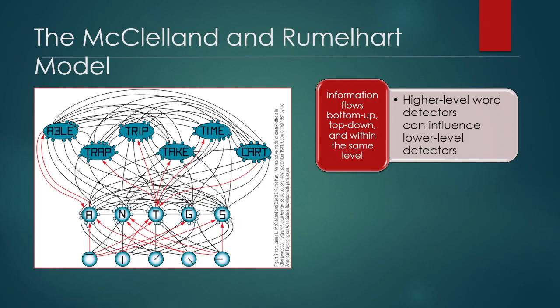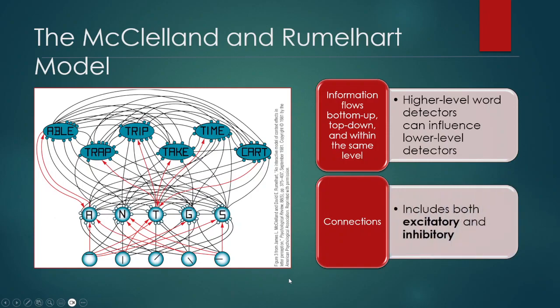Another factor that's important is that your higher level word detectors can influence the lower level detectors. So see those arrows that are going downward? You see the word take has an arrow going down to the T, right? Like they're going back and forth. So it's not strictly moving upward like you had seen in the previous models that I've been showing you.